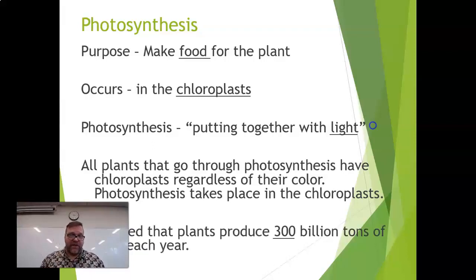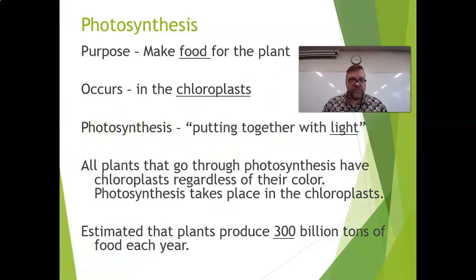Photosynthesis takes place there. And finally, the last part says, estimated that plants produce roughly 300 billion tons of food each year. So without plants, life on this planet would not exist because all animals either eat plants or animals eat other animals that eat plants. Or animals eat animals that eat other animals that eventually eat plants. That's how it works. So they're the primary producers and necessary for life on this earth.